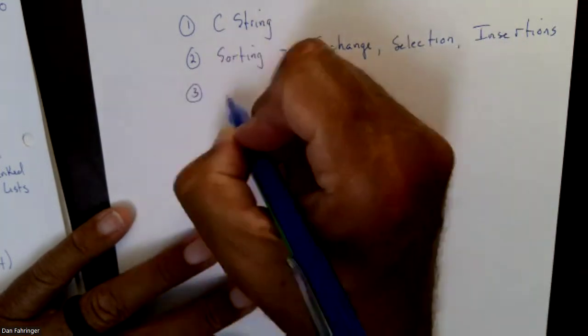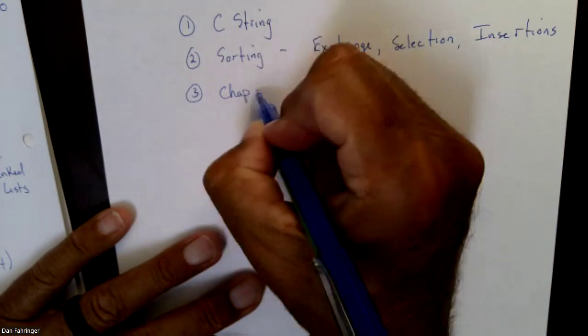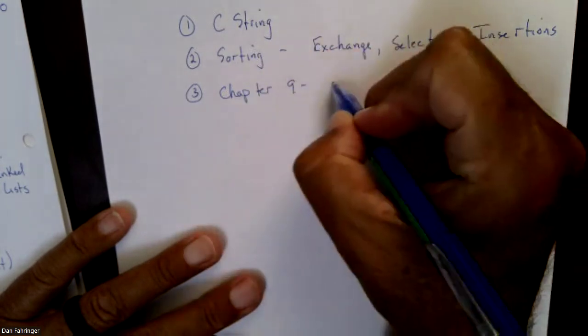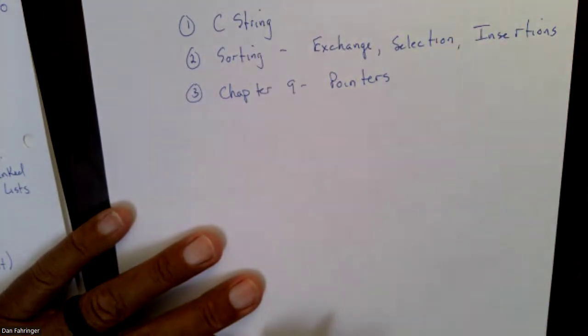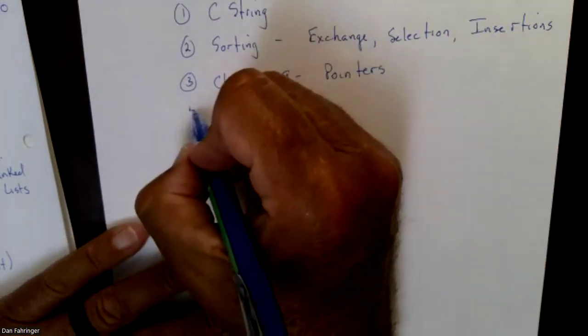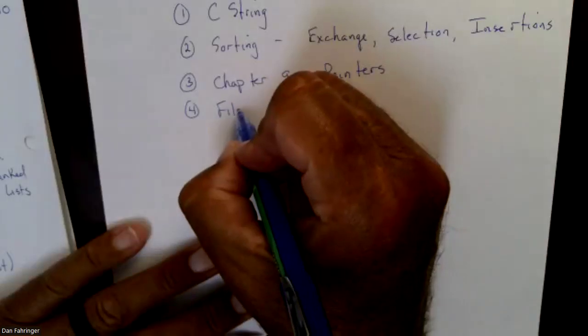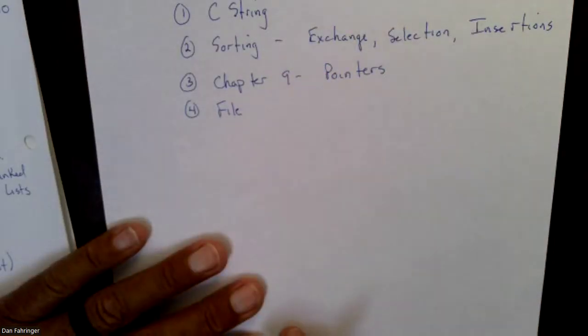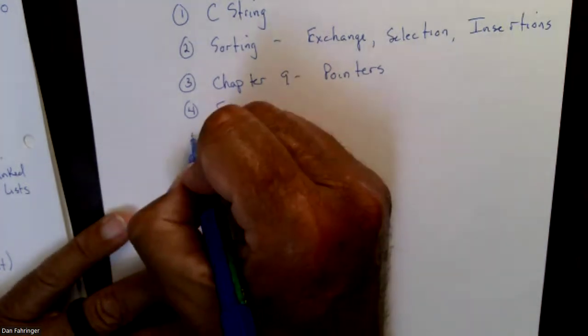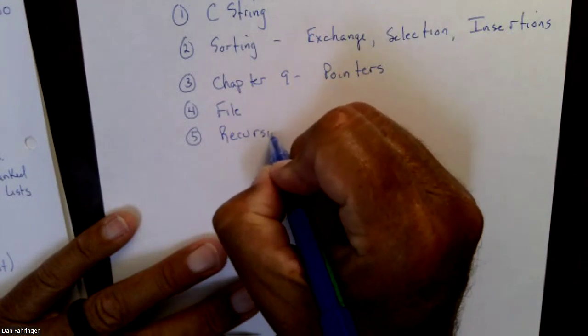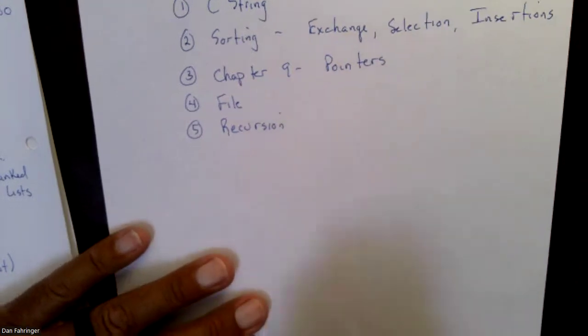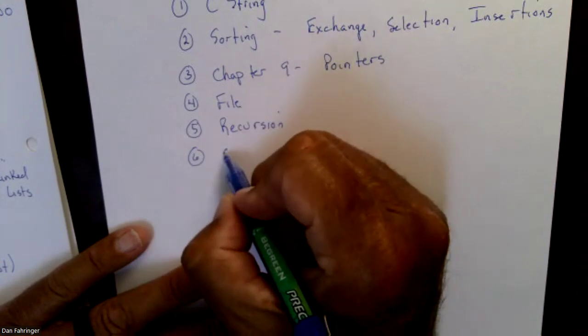I just mentioned chapter nine, and that's the ever popular pointers. We're going to do a little bit of work with pointers here coming up. We did a little more file work than you did in 121. All of a sudden, you're starting to say, wait a minute, maybe I did learn something last class. We did some recursion, starting to do some.